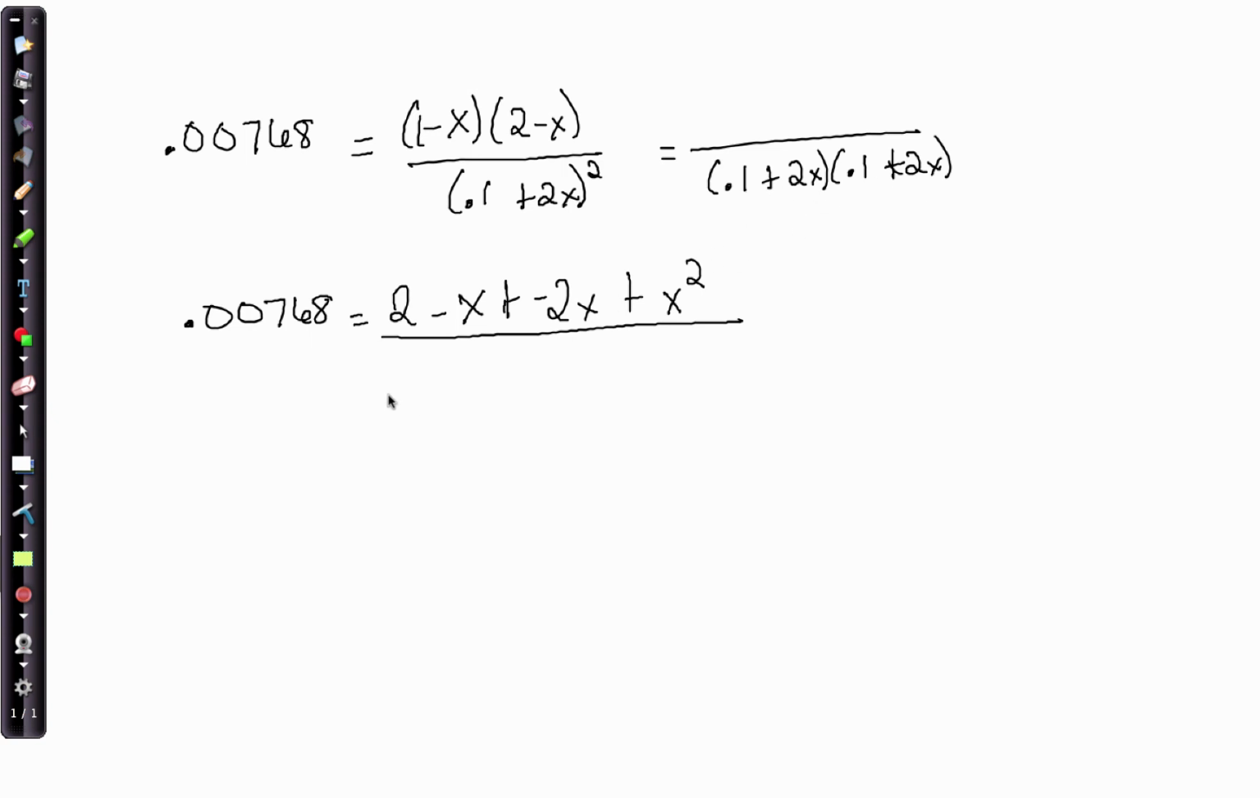Now I'm going to multiply everything out. So 0.1 times 0.1 would be 0.01. 0.1 times 2x would be 0.2x. 2x times 0.1 would be 0.2x. And then 2x times 2x would be 4x squared. I can combine a few terms here, so negative x plus negative 2x would be negative 3x. Then I can combine the x's here.